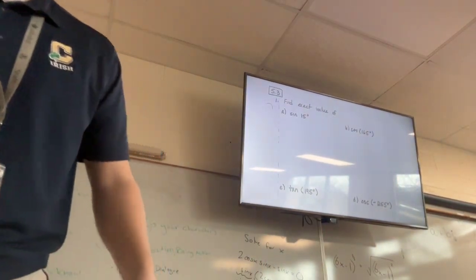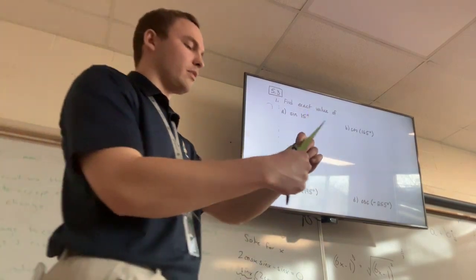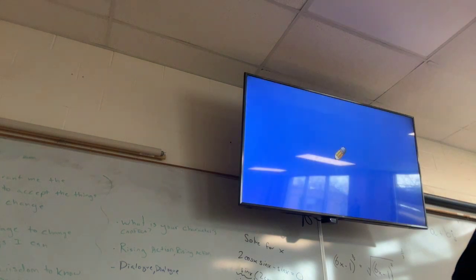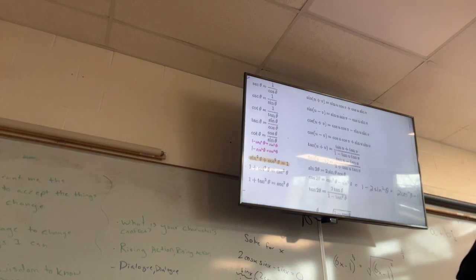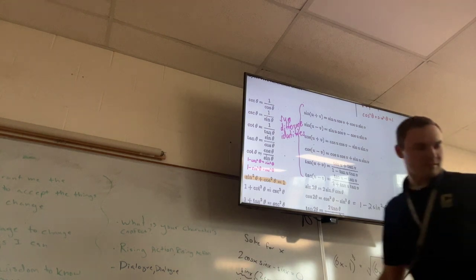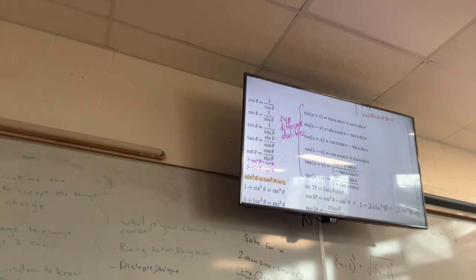Now in 5.3, we're going to move on to this part of our sheets. These are called the sum difference identities, okay? So 5.3 is all about our sum and difference identities, okay?